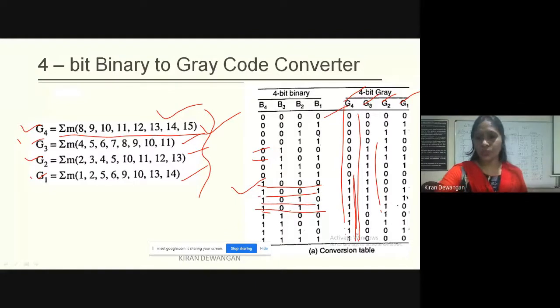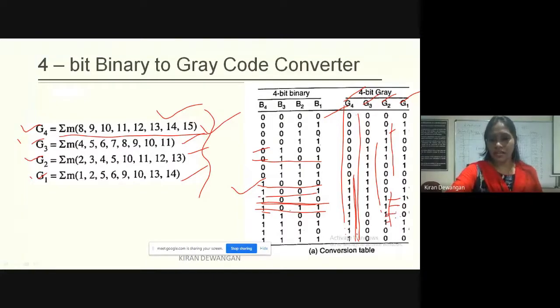Now where my G2 is going high? It's going high for these values. What are the values? That is 2, 3, 4, then this is 5. This one is 5. And this, it is high for here. And this value is 10, 11, 12 and 13. Clear? So this is high.